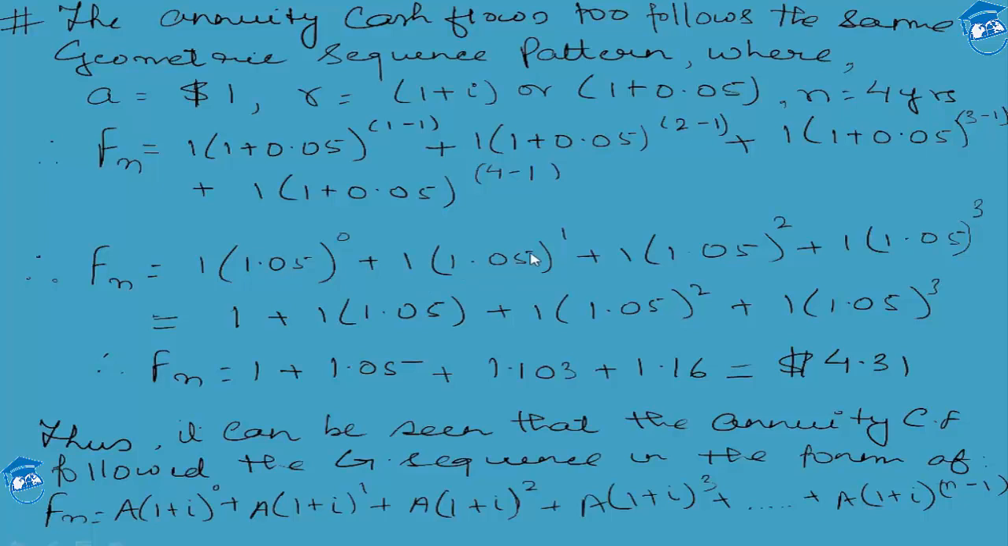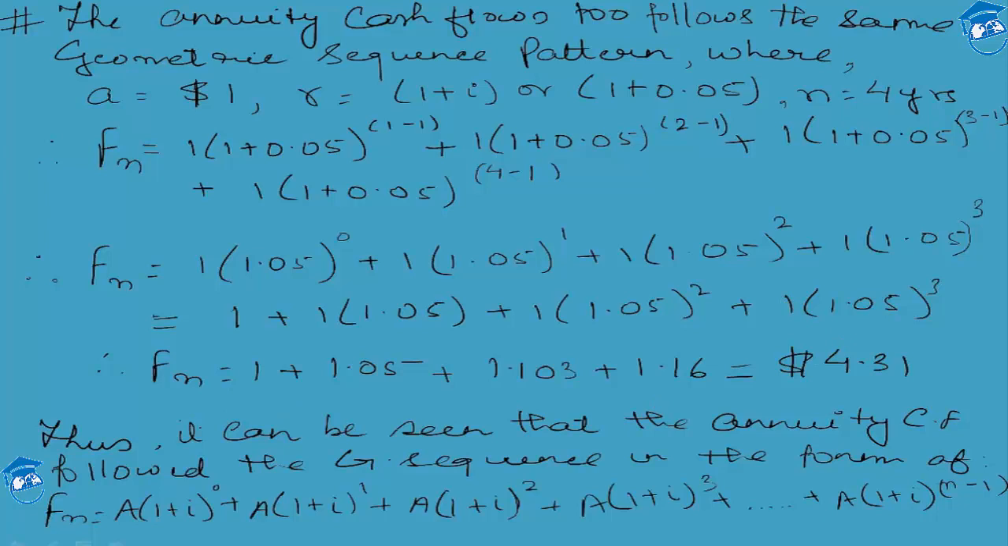And second case, anything raised to the power of 1 is the base itself. Any base which has been raised to the power of 1 happens to be the base itself. So in this particular case, 1 multiplied by 1.05 is exactly 1.05. And in the third case, it is simple, that is 1 multiplied by 1.05 into 1.05, and the last but not the least, it is 1 multiplied by 1.05 into 1.05 into 1.05. So upon further solving, we are getting Fn is equal to 1 plus 1.05 plus 1.103 plus 1.16. Why 1.103? Because students, 1.05 into 1.05 into 1 is 1.103. 1.05 into 1.05 into 1.05 into 1 works out to be 1.16.